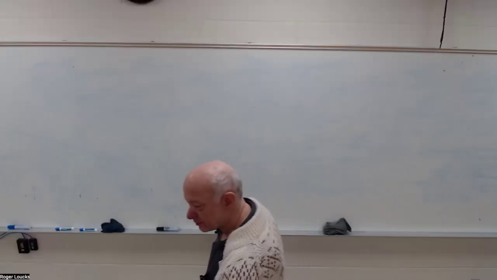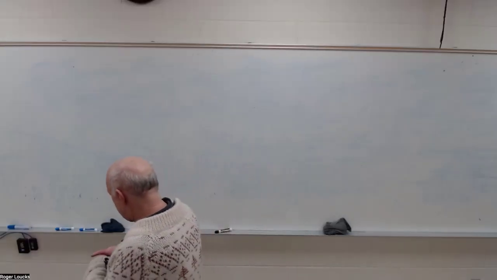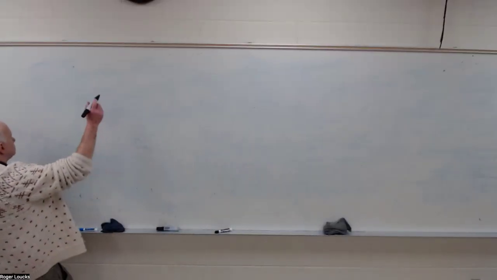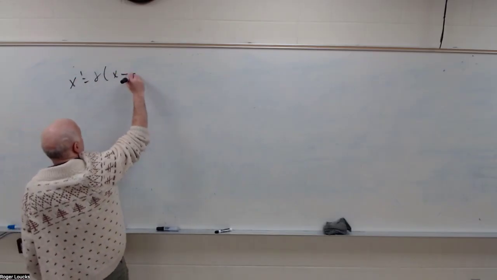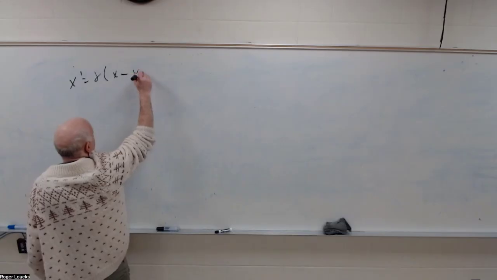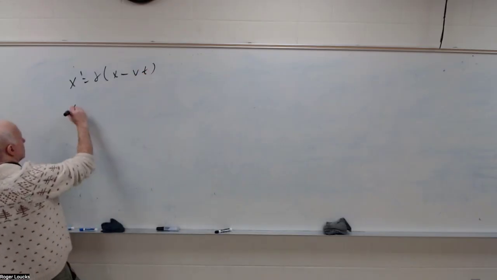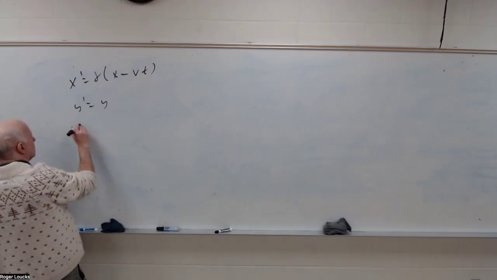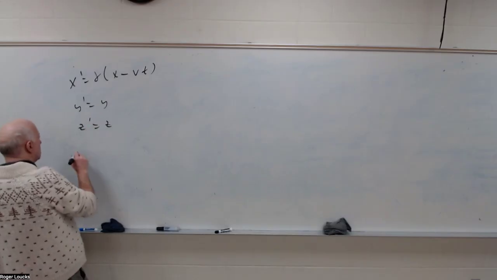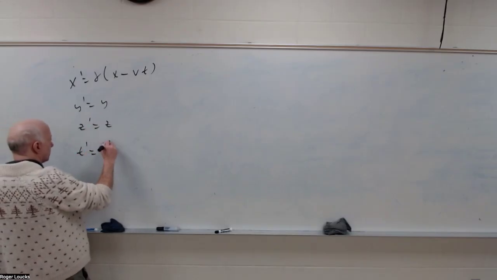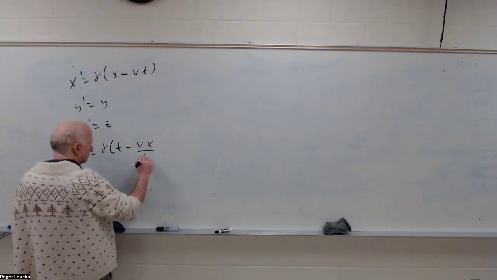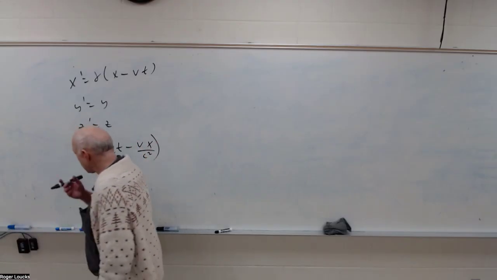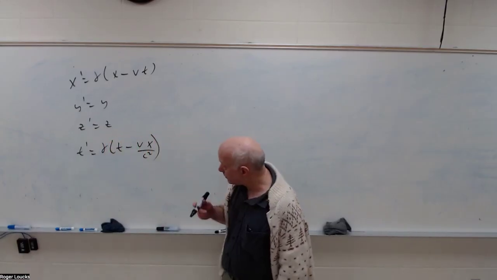Okay. So let's do a little review here. We have x prime equals gamma (x minus vt). Then y prime equals y, z prime equals z, and t prime equals gamma (t minus vx over c squared). Okay, so we did a couple things here.